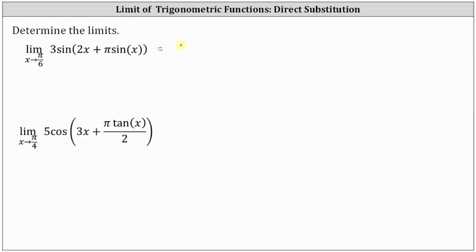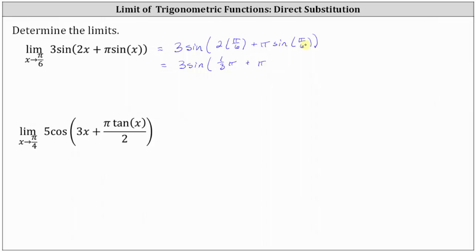This is equal to 3 sine of the quantity 2 times pi over 6 plus pi times the sine of pi over 6. And now we begin simplifying. 2 times pi over 6 is 2/6 pi radians, which simplifies to 1/3 pi, or pi over 3. And then we have plus pi times the sine of pi over 6 radians, which is equal to 1/2.